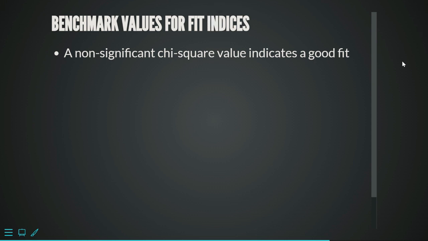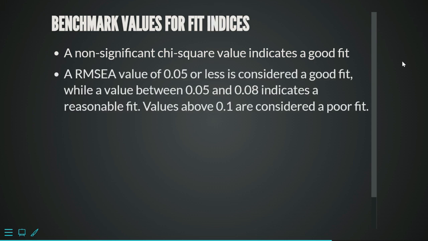So that is why we also have other ones like the RMSEA, root mean square error of approximation. A value of 0.05 or less is considered a good fit. So anytime you have an RMSEA value less than 0.05, you know that yes, you are having a good model fit. While a value between 0.05 and 0.08 indicates a reasonable fit, that is also an acceptable range. But any value above 0.1 is considered a poor fit.